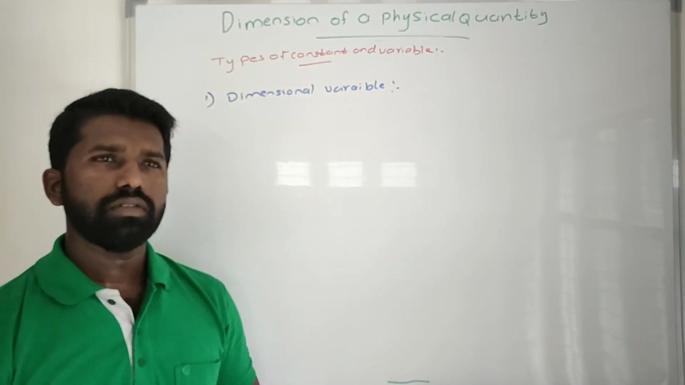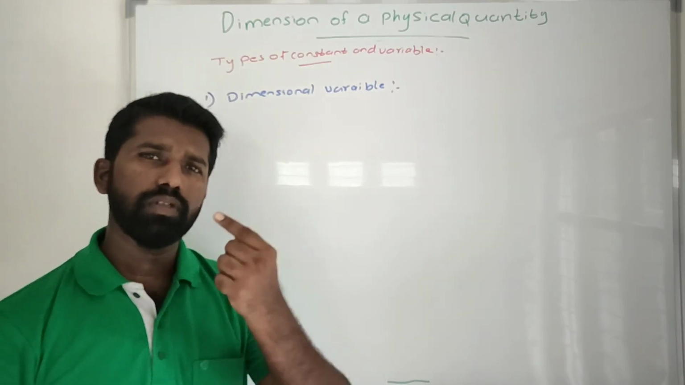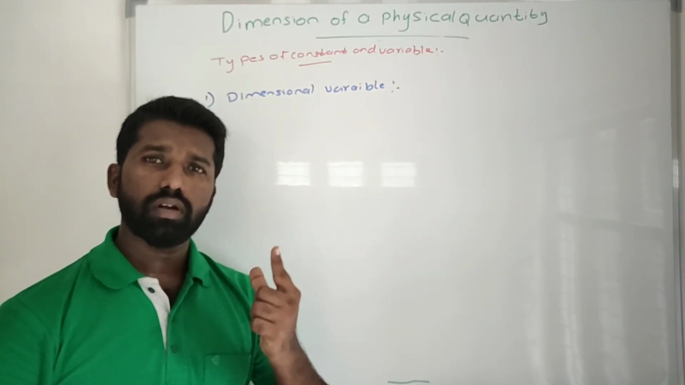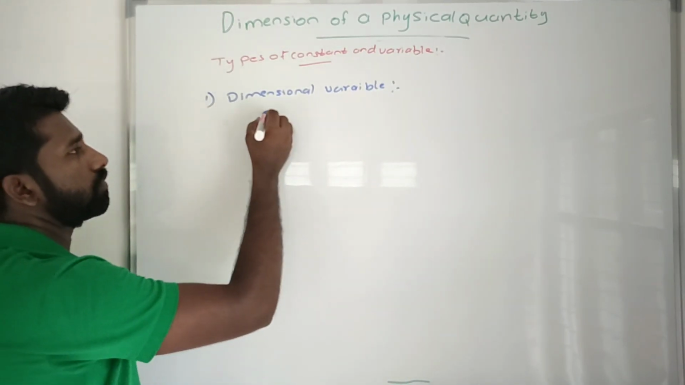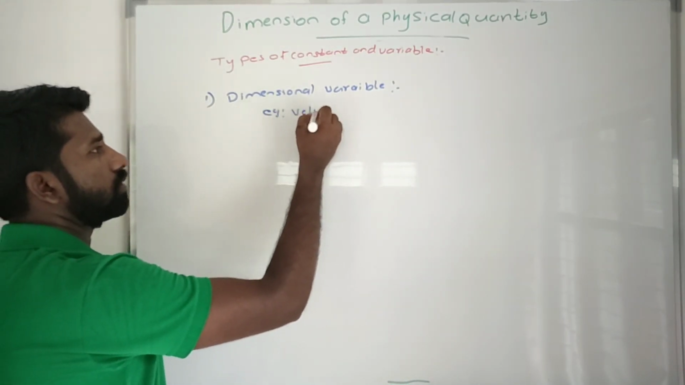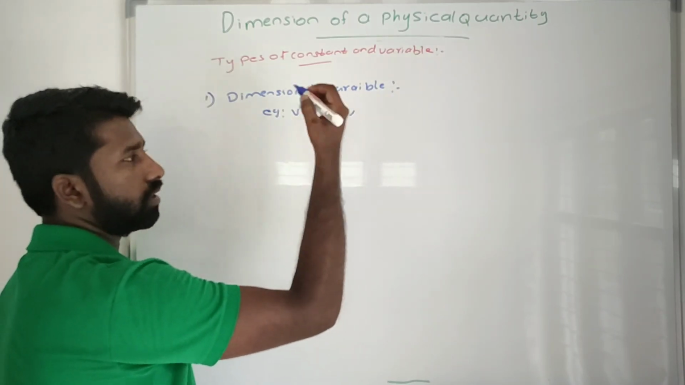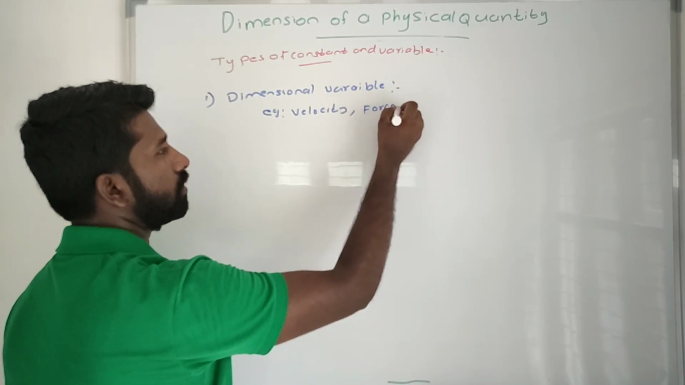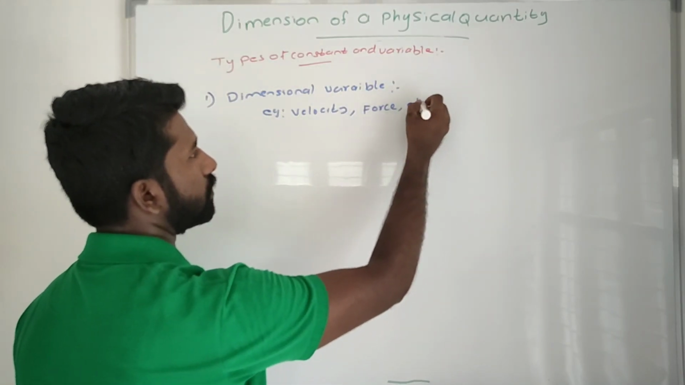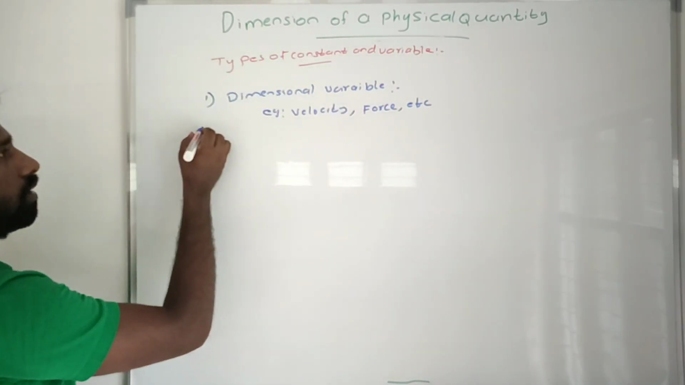Okay? What is a variable? Variable means a physical quantity whose value is not constant. You can take an example of velocity. Velocity has dimension, we already got that. Next we take force. So likewise, there are many things. That is dimensional variable.